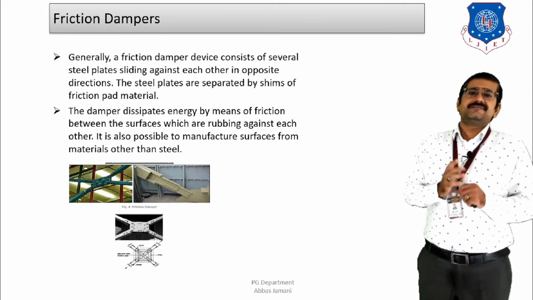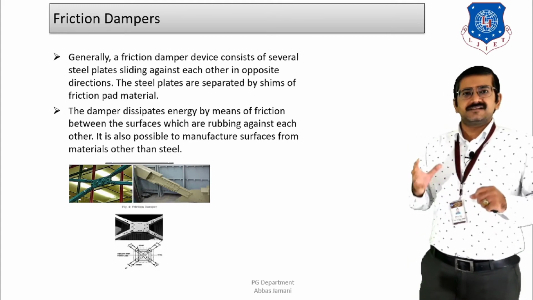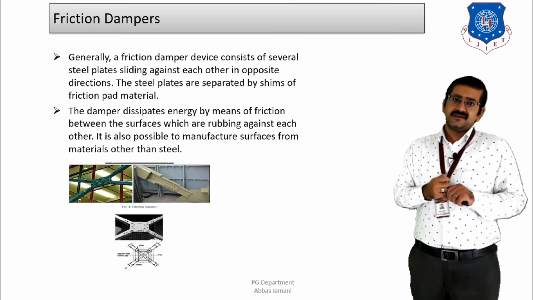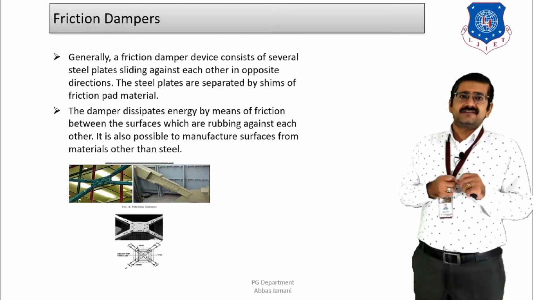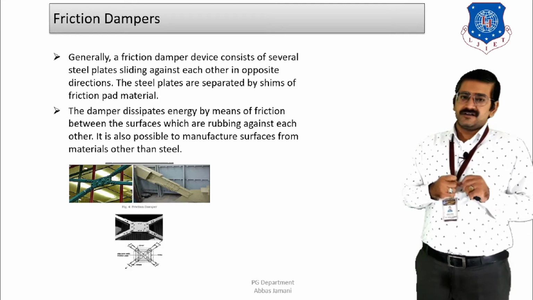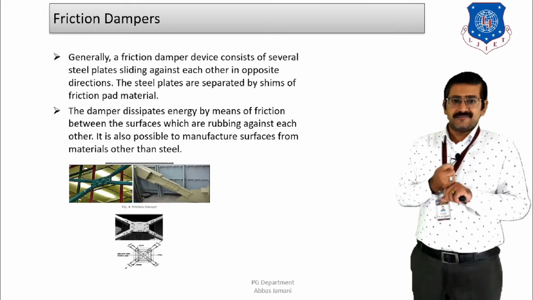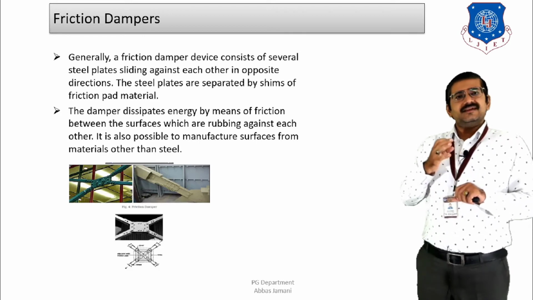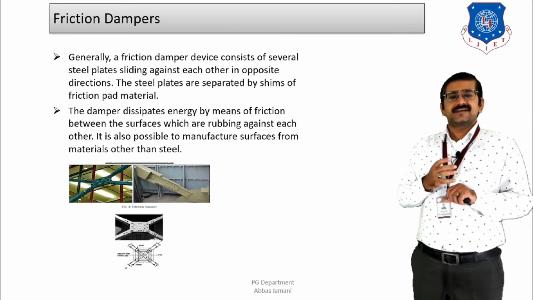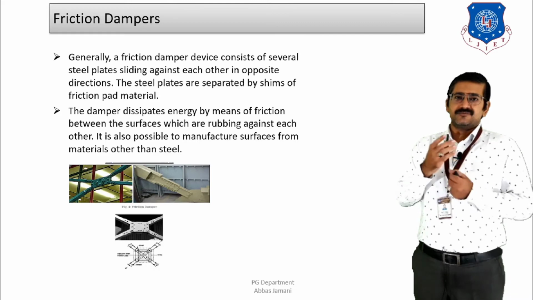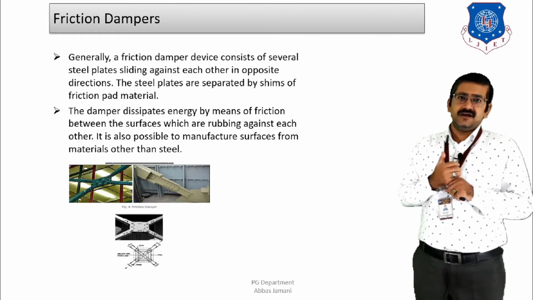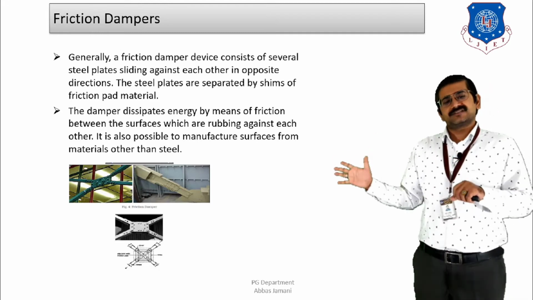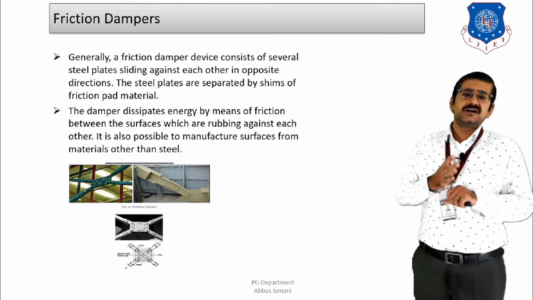Generally a friction damper device consists of several steel plates which slide against each other in opposite directions. These steel plates are connected with each other by means of a shimmer pad, separated by shims of friction pad material, right? So the energy dissipation takes place due to the friction between the movement, or the sliding, of the plates with respect to one another, and as a result, the amount of force transferred to the building is reduced to a great extent.